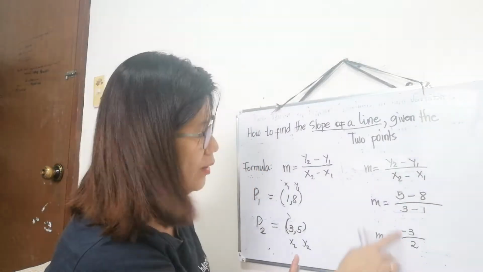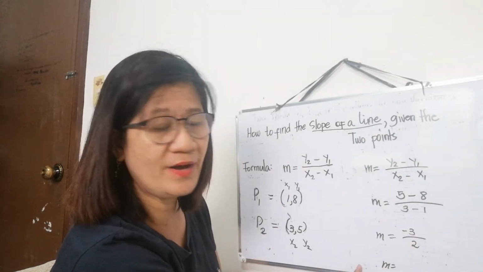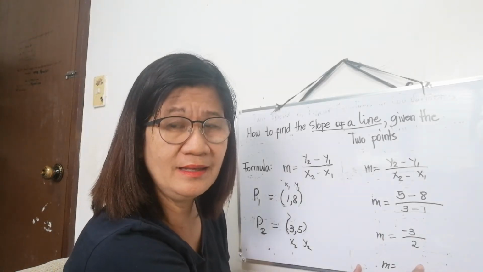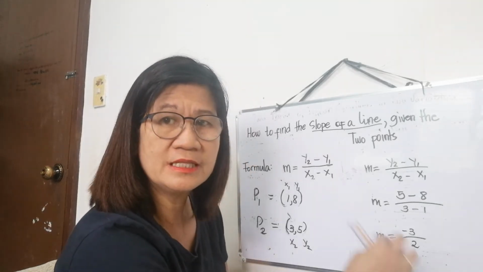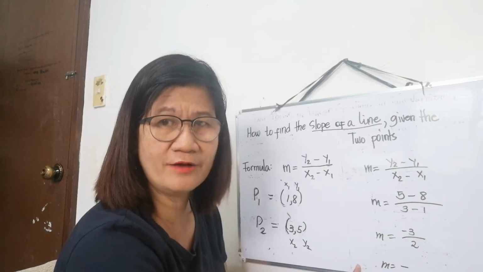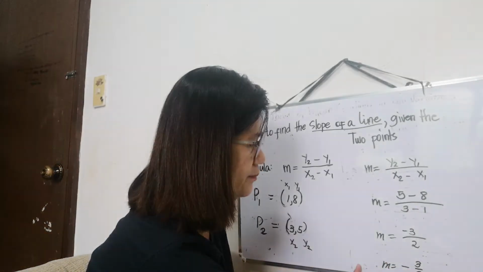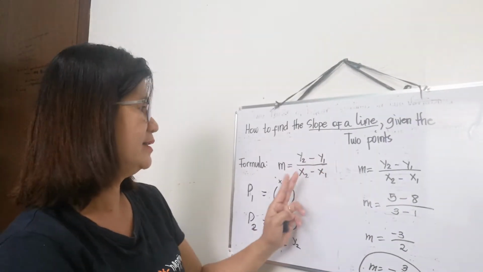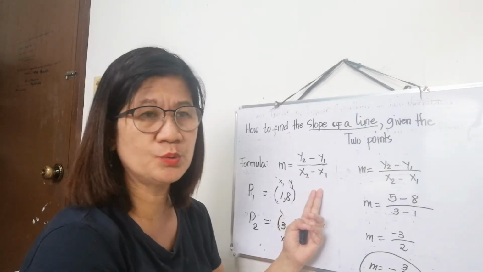Okay? Now, let's divide. To get the final answer, we will divide. So, if you are dividing numbers having unlike signs, the quotient is always negative. 3 divided by 2 is equal to 1 and 1 half, o kaya mananatili siyang 3 halves. Pwede. So, the slope of this line is negative 3 over 2.